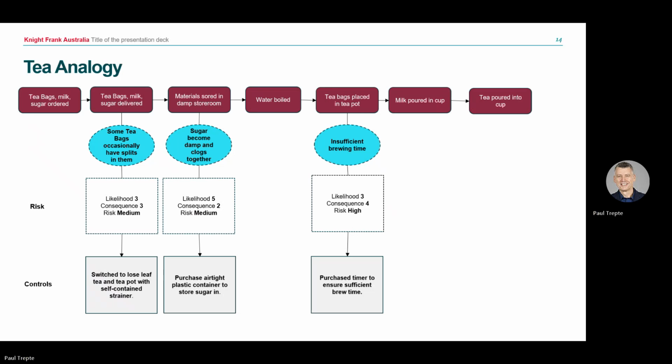So our risk we've identified using the matrix is a medium. But again, our control that we've decided to implement is to purchase an airtight plastic container to store the sugar in, to help stop the damp air getting to the sugar and prevent it from going damp in the first place.